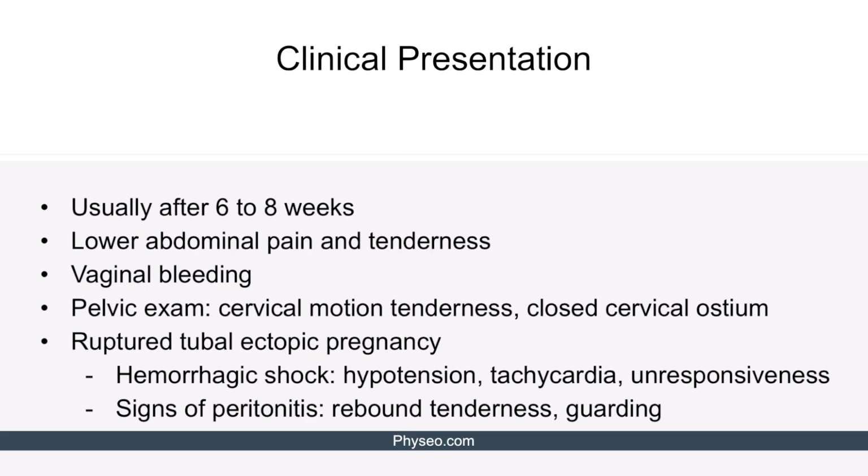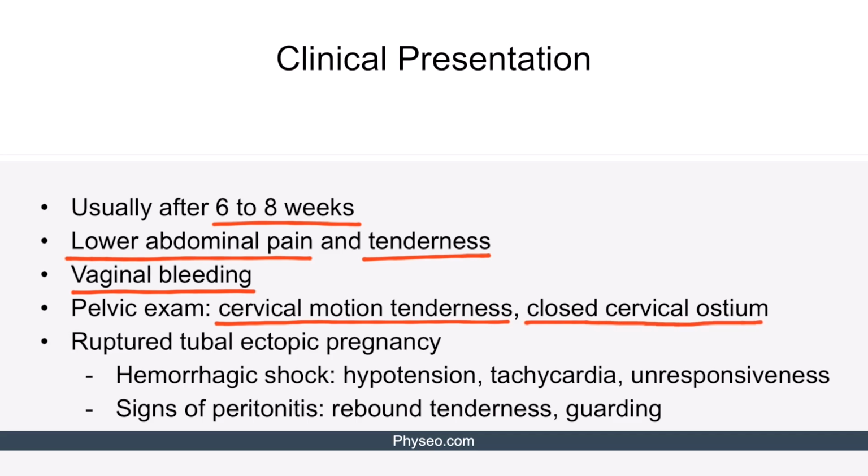Symptoms usually occur after 6 to 8 weeks from the last menstrual period. Patients often present with lower abdominal pain, tenderness, and vaginal bleeding. A pelvic exam may reveal cervical motion tenderness and a closed cervical ostium.